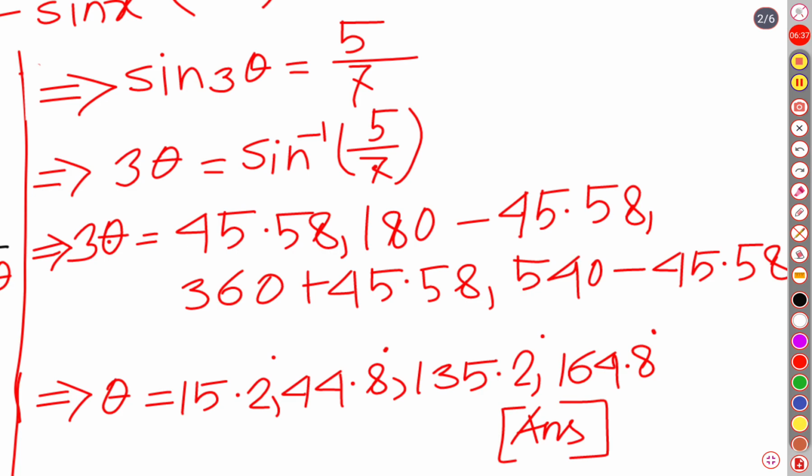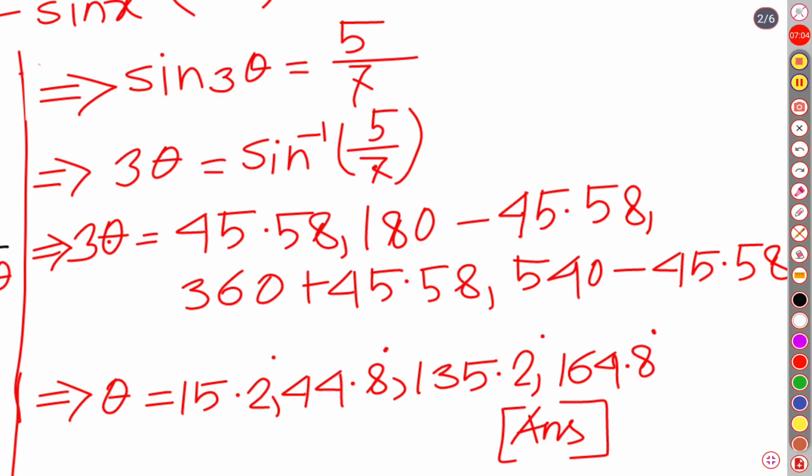Means 3 theta is equal to, if sine is transposed to the other side, it is going to be sine inverse. Whenever sine is transposed from one side to the other, it will be inverse, sine inverse of 5 over 7. So our root is 3 theta, and our value is sine inverse of 5 over 7.